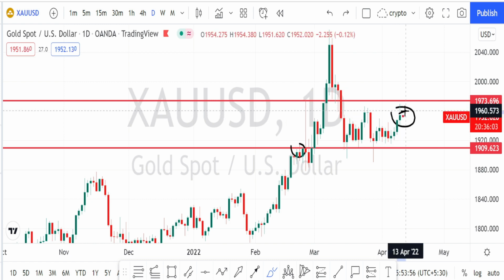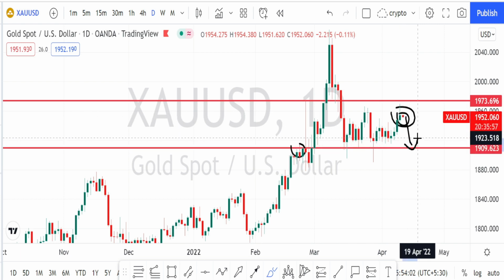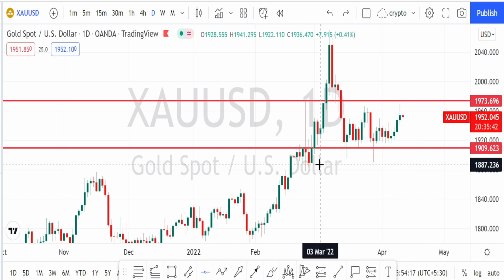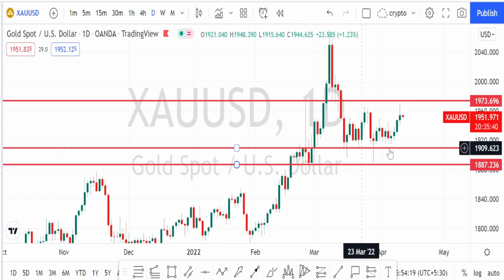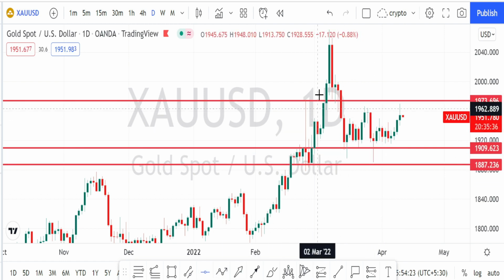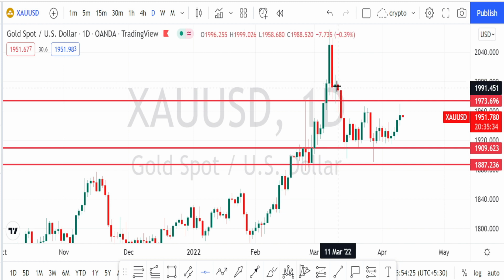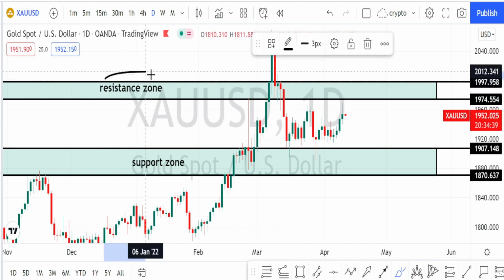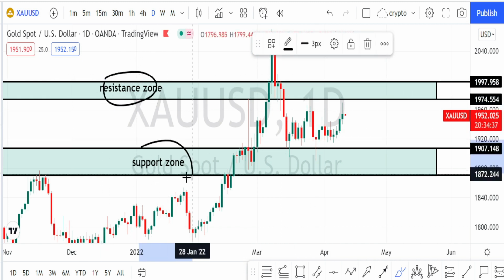If this red candle closes in red color, we can expect a bearish trend reversal and a retracement to the previous low. When we mark the lower level of support, this is going to be the area of support, and when we mark the resistance level, this is where the price action was consolidating. So this is going to be the resistance zone over here, and we have the support zone over here.